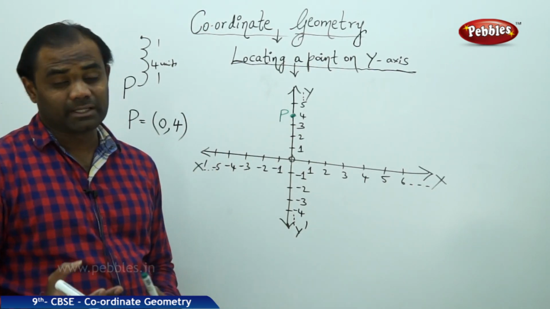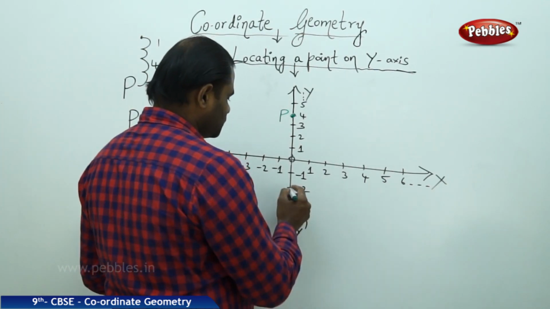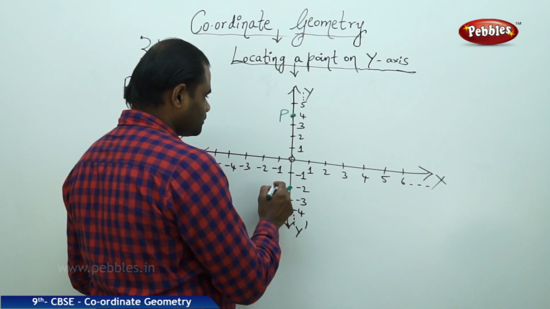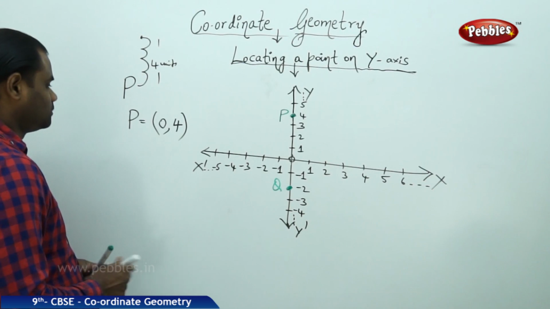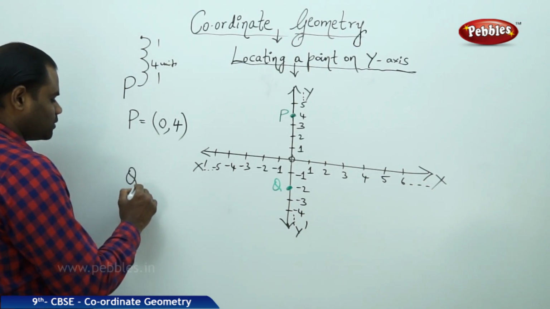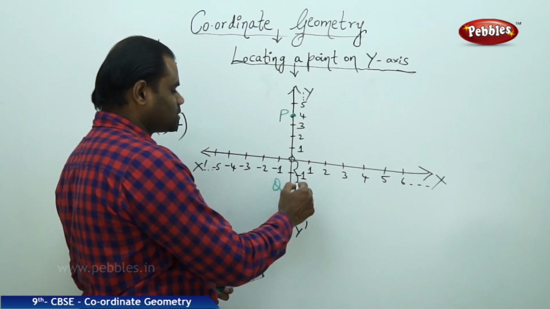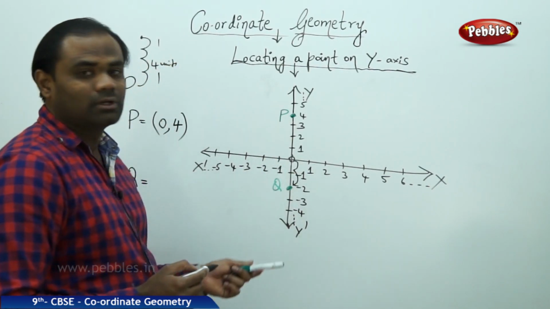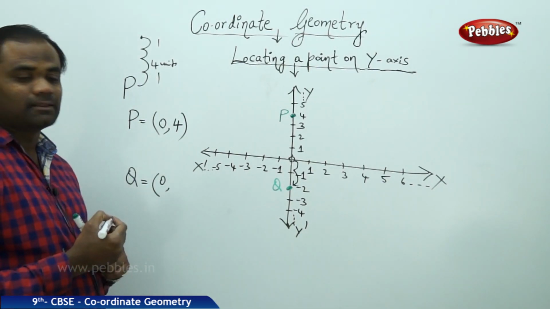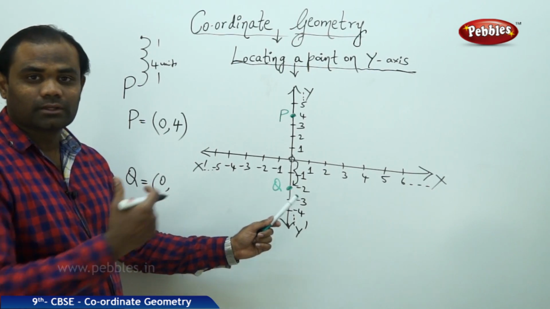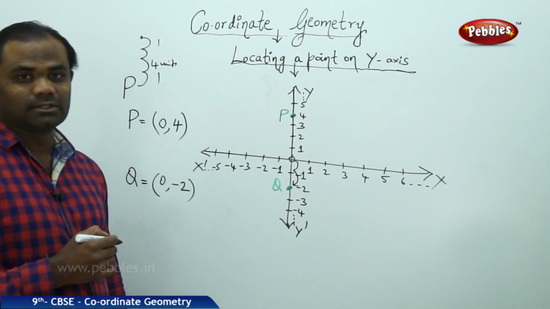Let's try with another example. I have a point here denoted by Q. Let's see the coordinates of Q. As in the case of P, I see that Q jumps 2 units down, and therefore, without affecting the value of x, which remains 0, the y gets affected by moving 2 units down to the negative side, and hence my Q is this.